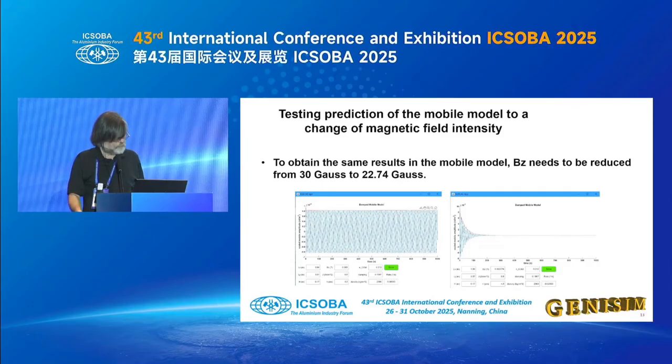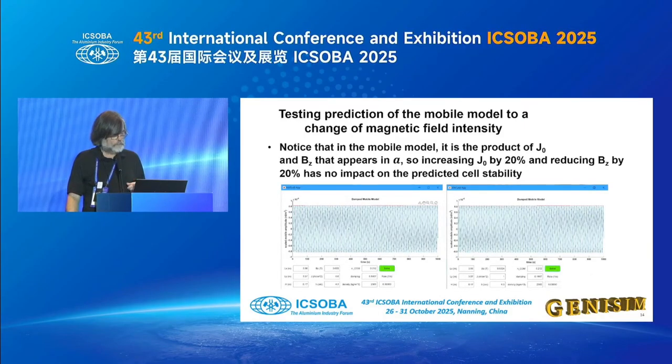Okay, so the next point: if you remember the parameter A, there's J0 multiplied by BZ. So if you compensate one by the other, like I'm doing here, if I'm increasing J0 by 20% and at the same time decreasing BZ by 20%, I'm predicting the same stability in this mobile model. That is not the point of the paper, but it's interesting to highlight.